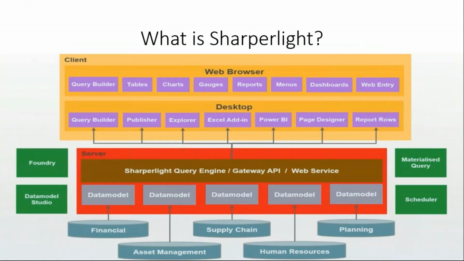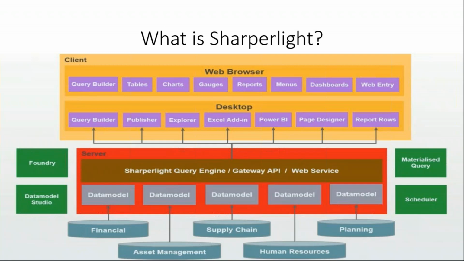Starting at the bottom of this diagram, Sharperlight is designed to develop and deploy reports which may come from a number of data sources. These can be off-the-shelf systems such as Infor's Sun Systems, SAP Business One, etc. Can cover a wide range of areas, so it may involve asset management such as Maximo, possibly even HR, supply chain, planning, etc. And those applications are not limited to pre-built applications. They can also be ones that are bespoke or in-house developed as well.